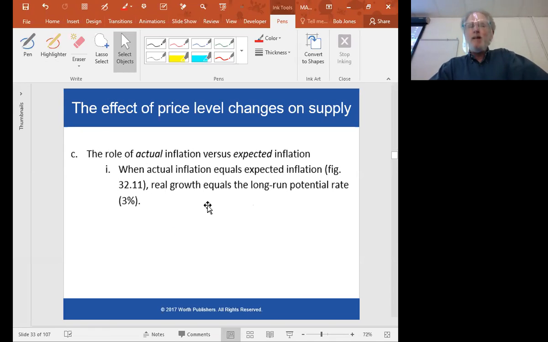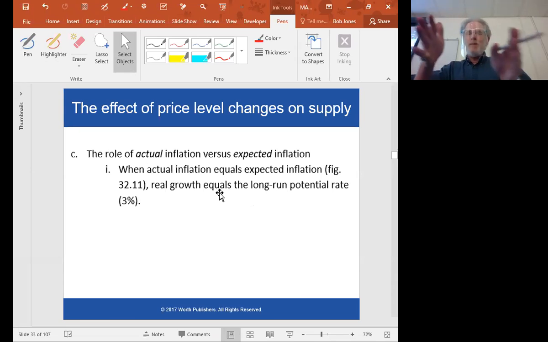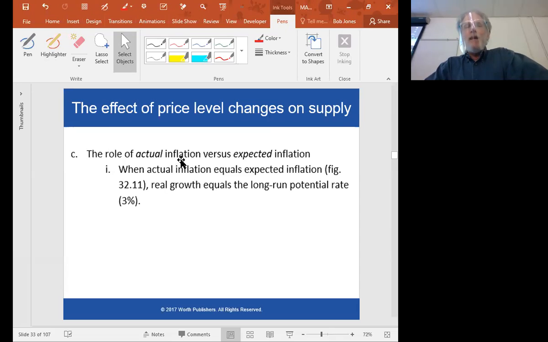To understand the short run aggregate supply curve is a little complicated. So just try to follow each part of this, and then once we get to the end of it, you'll probably need to go back and think through it again. Inflation, actual inflation and expected inflation is going to be an important part of understanding the short run aggregate supply curve.